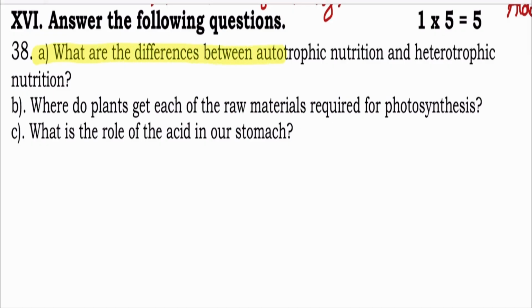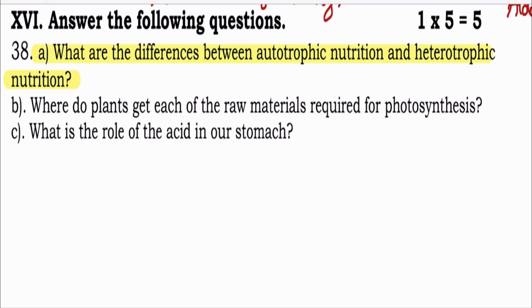What are the differences between autotrophic nutrition and heterotrophic nutrition? If we come to autotrophic nutrition, organisms produce their own food by using sunlight or chemical energy, and the examples are plants, algae, and some autotrophic bacteria. They use photosynthesis for this process, and if they use chemical energy for production, they use the chemosynthesis process. If we come to heterotrophic nutrition, organisms obtain food by consuming other organisms. Examples are us humans, animals, fungi, and most of the bacteria.